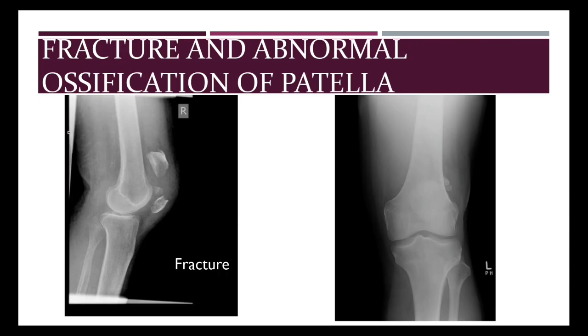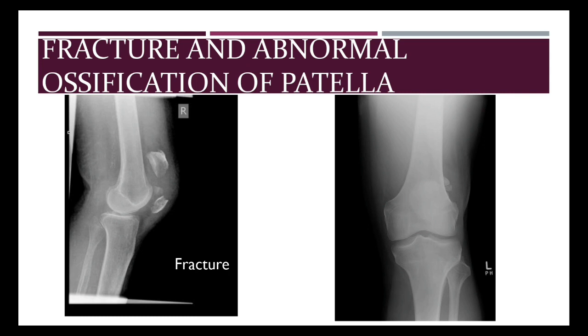Moving on to the next part, that is patella. Fracture of patella and abnormal ossification of patella. Now a direct blow on the patella fractures it into 2 or more pieces, and a sudden and forceful contraction of quadriceps femoris causes a transverse fracture of the patella. The patella, being a sesamoid bone, is devoid of the periosteum. Hence, when fractured, bony union does not take place.